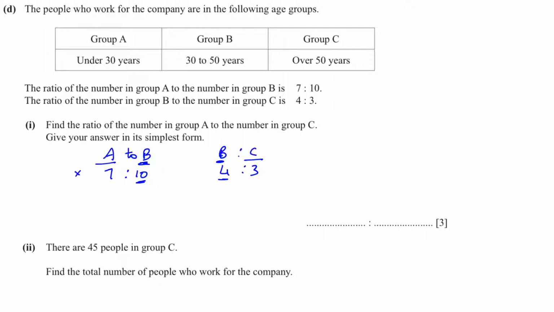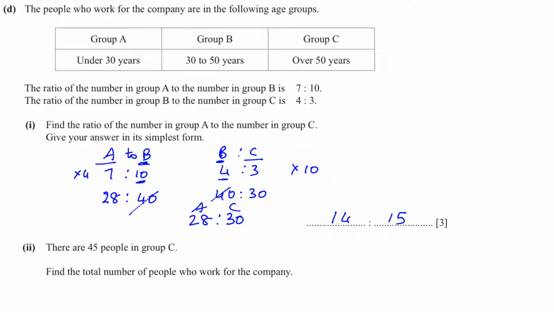So I'm going to multiply by 4 here, which will give me 28 is to 40, and here I'll multiply by 10. So 40 is to 30. The 40s are cancelled. What is remaining? 28 is to 30 is the ratio of A to C. If you simplify it, you will get 14 is the ratio to 15.